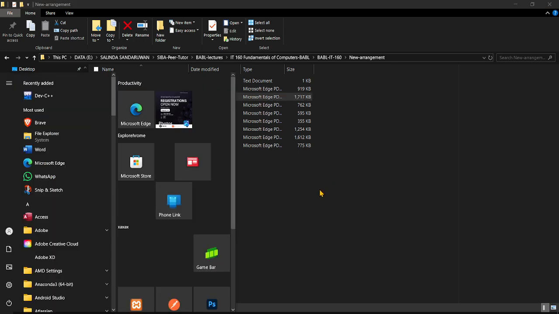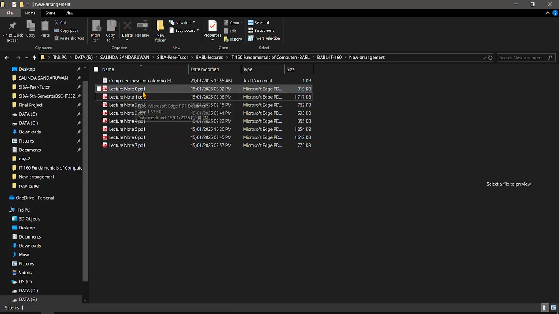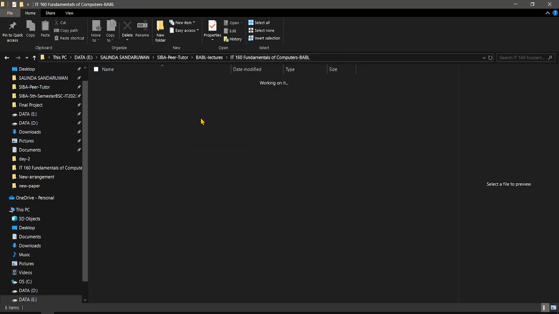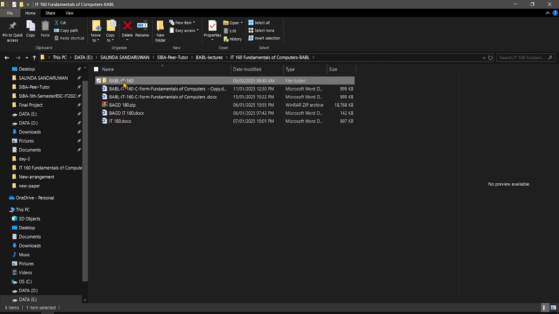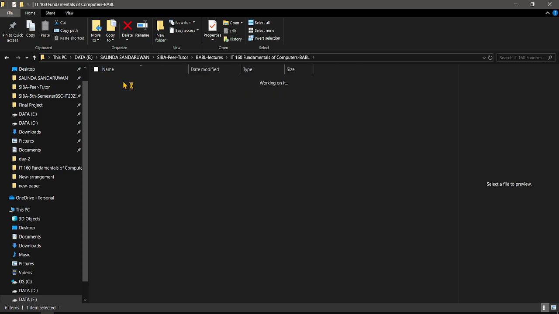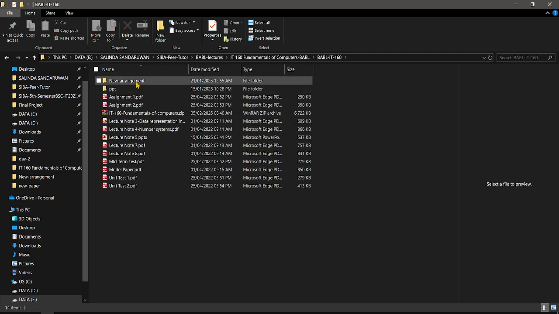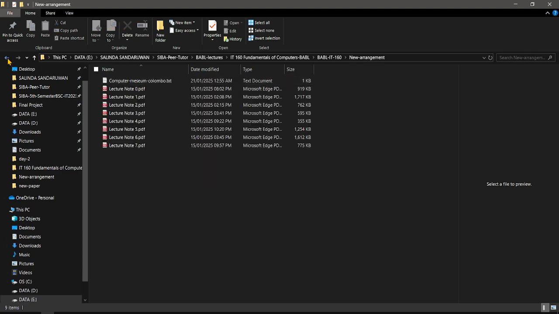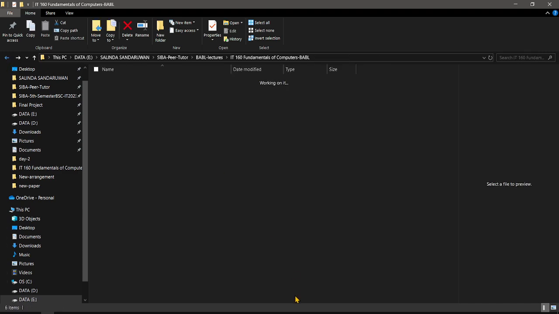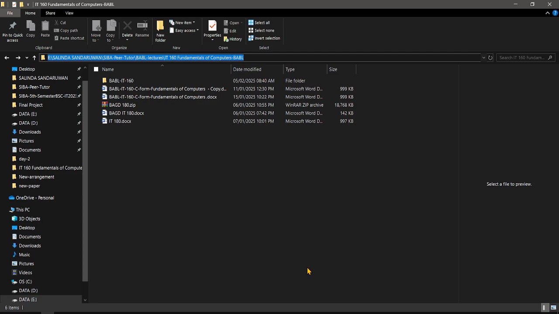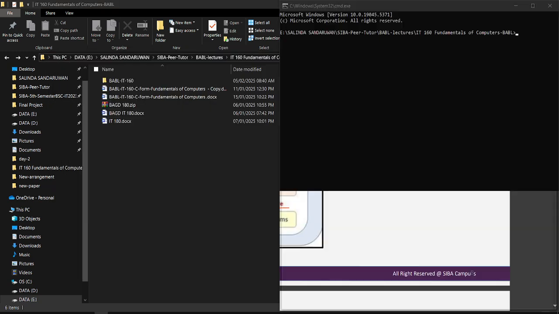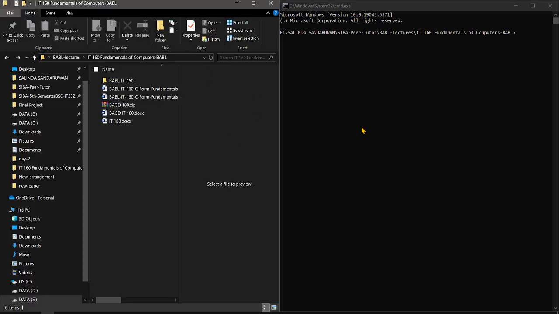So here I am going to open this file or view this one. So I am going to go inside the BABL IT160 folder, right? This one, and this new arrangements. I can do the same using this one, right? So let me show you. These are the same thing, but two operating systems. This is the Windows GUI version, and this is the Windows CLI version.